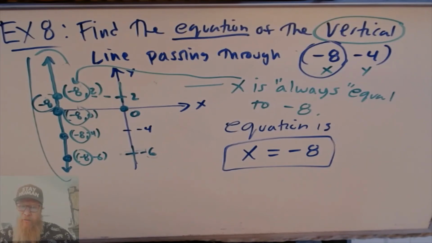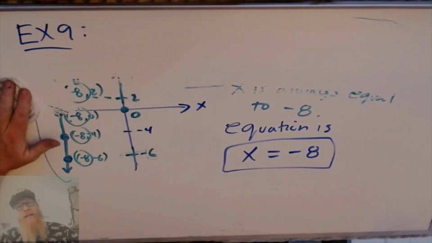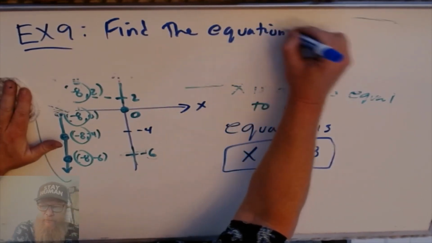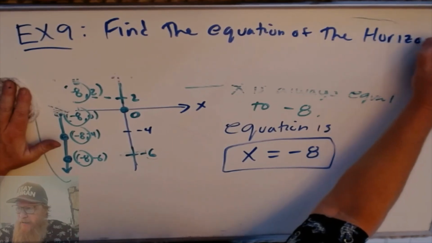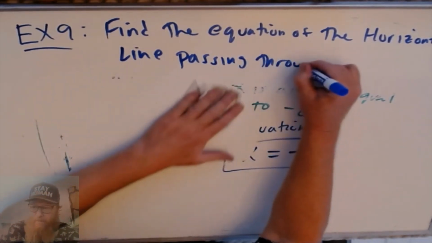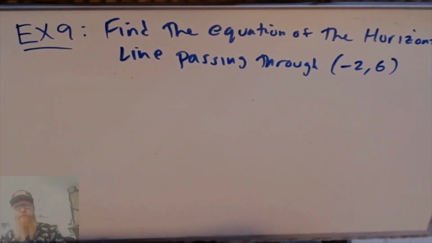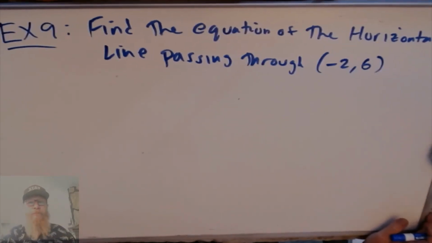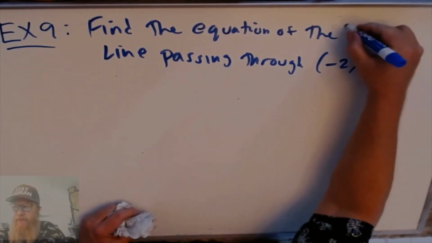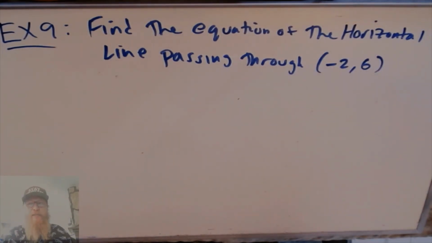Let's try a horizontal one. Might as well, huh? I'll tell you what, it is kind of buy one, get one free. If you memorize vertical, you'll get horizontal for free. So find the equation of the horizontal line passing through -2, 6.